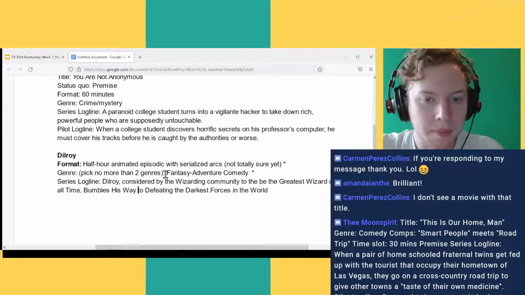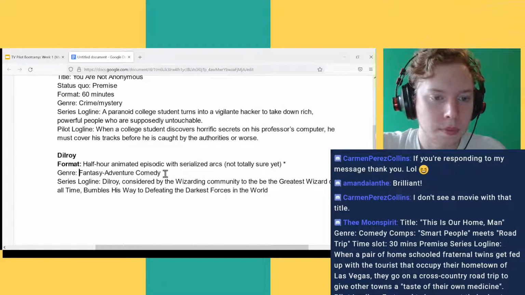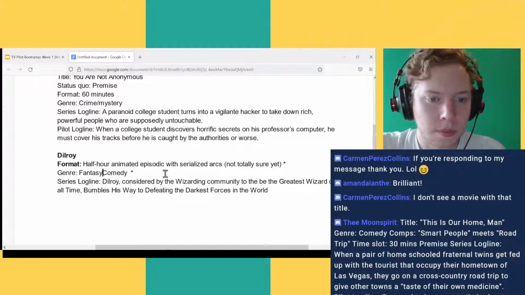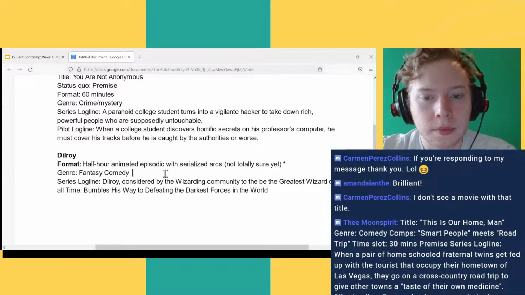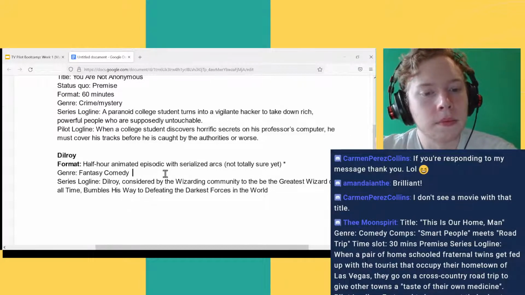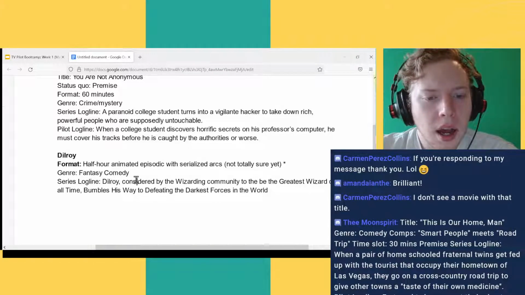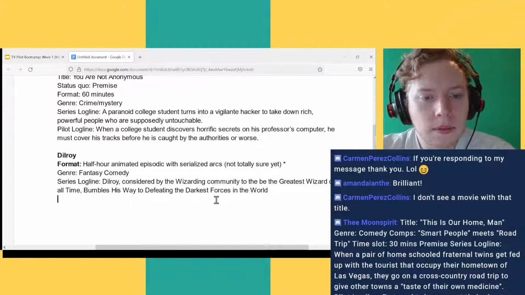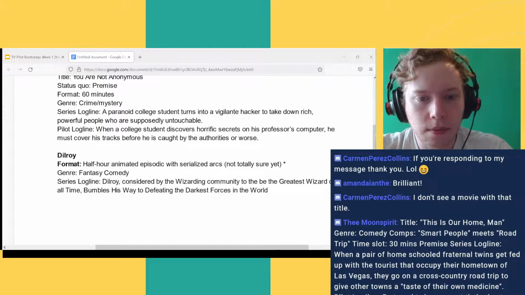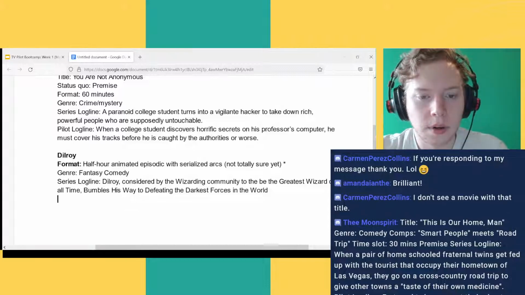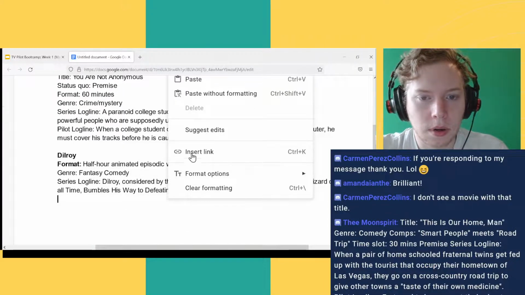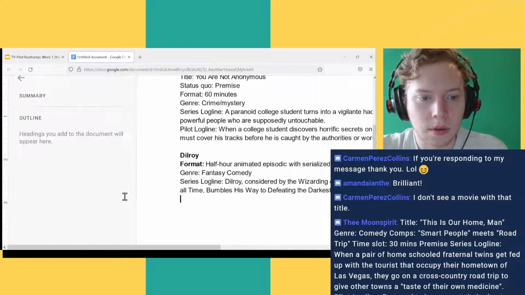Okay. Dilroy, considered by the wizarding community to be the greatest wizard of all time, bumbles his way to defeating the darkest forces in the world. Okay. And then the pilot logline. I didn't know what it was going to be about until you literally asked me right now. Because the pilot logline was originally kind of the series logline.